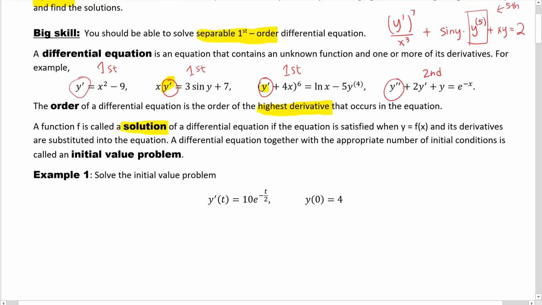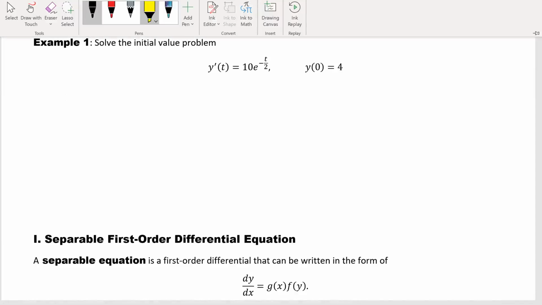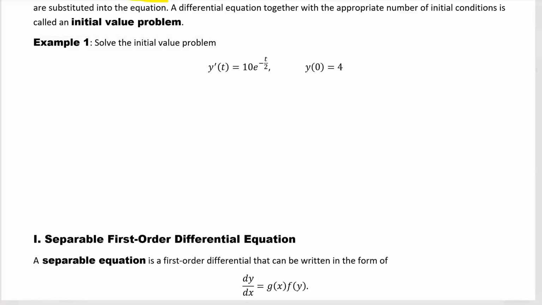Okay, so let's look at example 1. Solve the initial value problem. We're given y prime, so how do we get y? y of t is the integral of y prime of t, which is the integral of 10 e to the minus t over 2 dt. So how do we integrate that?